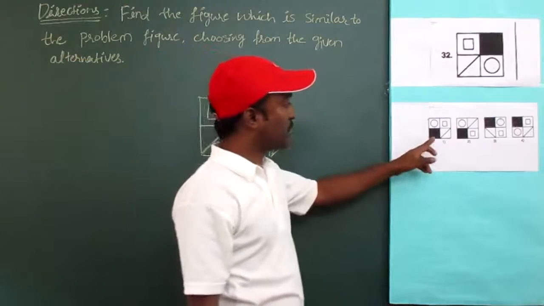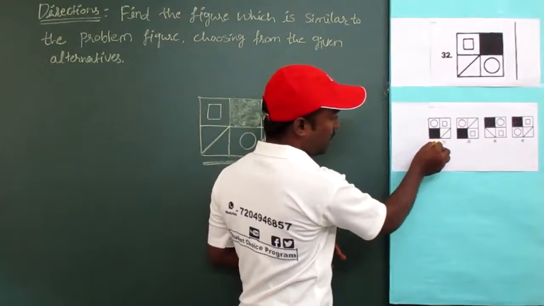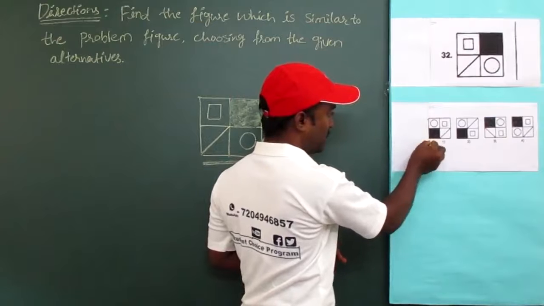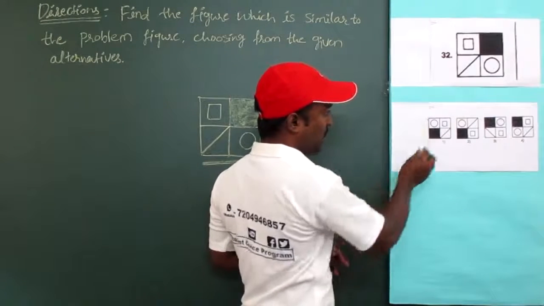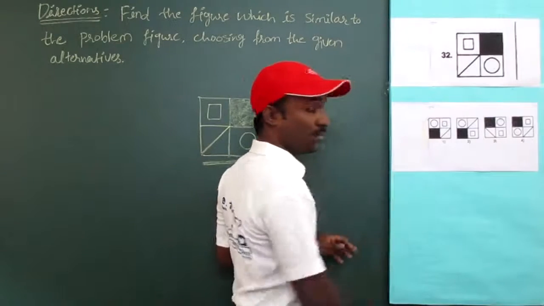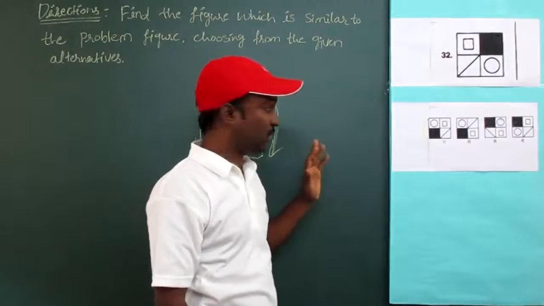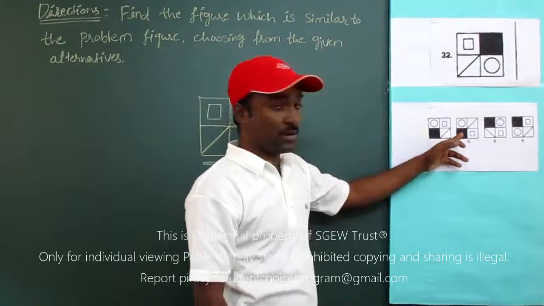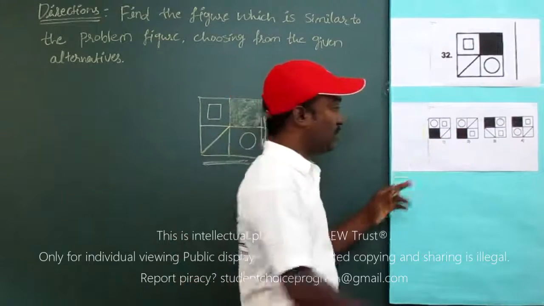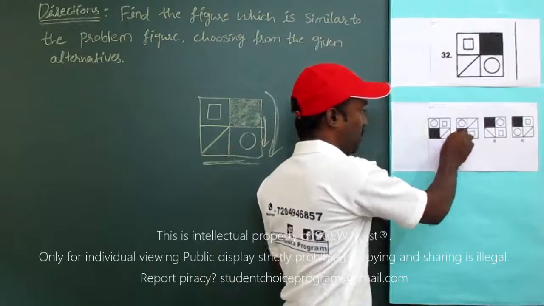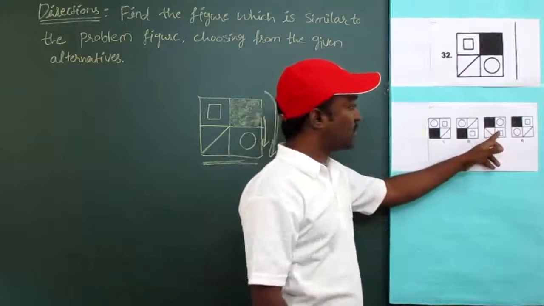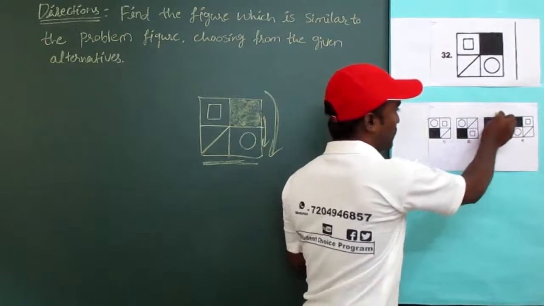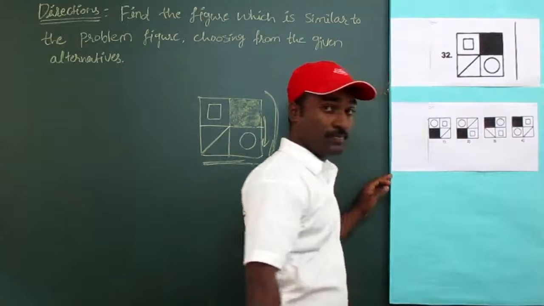If you see the first option, if you take the clockwise direction, after the colored portion I am having a circle. So this may be my correct option. Now moving to the second option, yes, I am having the circle after the colored portion in the clockwise direction. So you can see this clockwise direction. Now moving to the third option, yes, I am also having a circle after the colored portion.